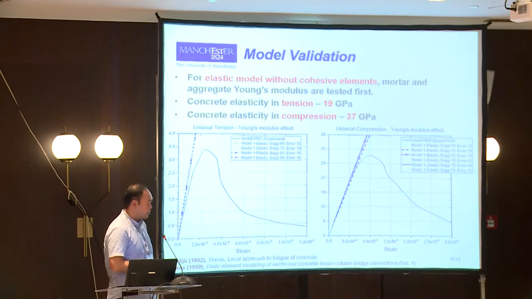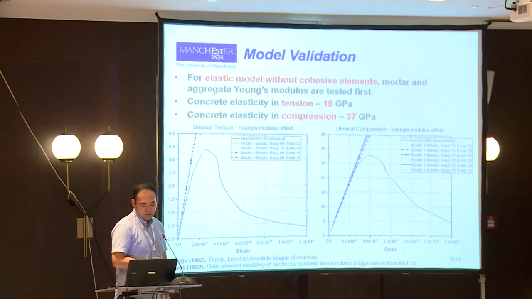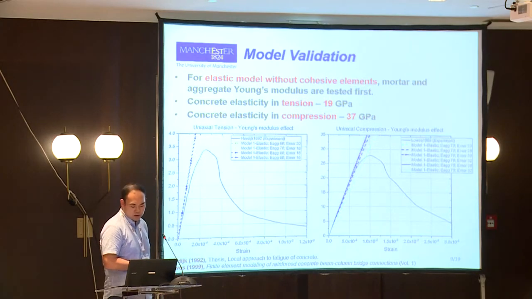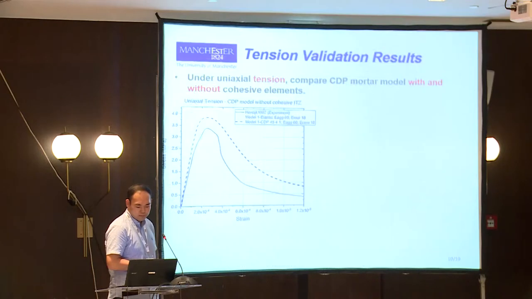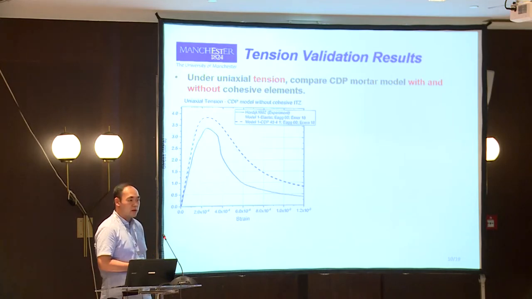My model is first verified with the tension and compression experiments from literature. So models with 30% coarse aggregate volume fraction and 1% porosity are adopted here. We can see the concrete behaviors from tension and compression experiments are very different. After some trials and preparation, the following parameters are used here. So in tension, the Young's modulus is 60 gigapascal for aggregate and 18 gigapascal for mortar. For a 30 megapascal grade concrete, mortar normally has compressive strength of 45 megapascal and tensile strength of 4 megapascal.